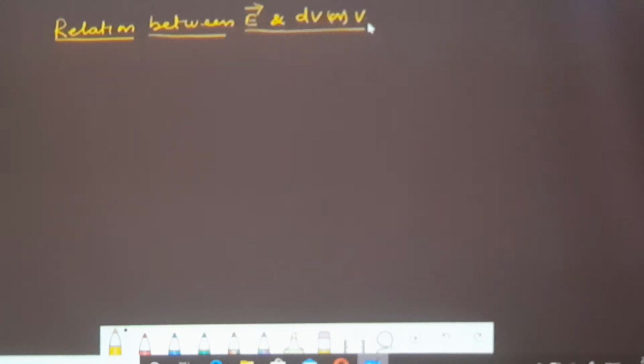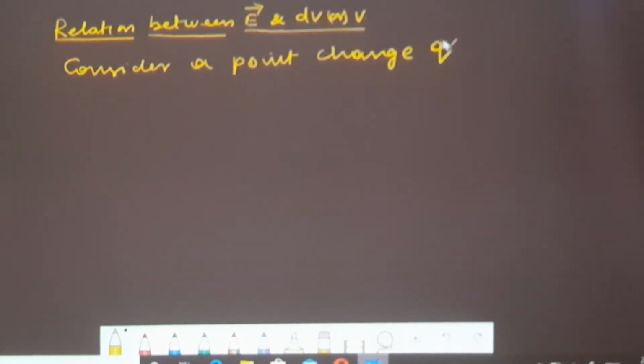Welcome students. A small topic that we have to see today is what is the relationship between the electrical field and the potential difference. So in order to study the relationship between the electrical field and potential difference, let us consider a point charge. Let us take this point charge as Q.